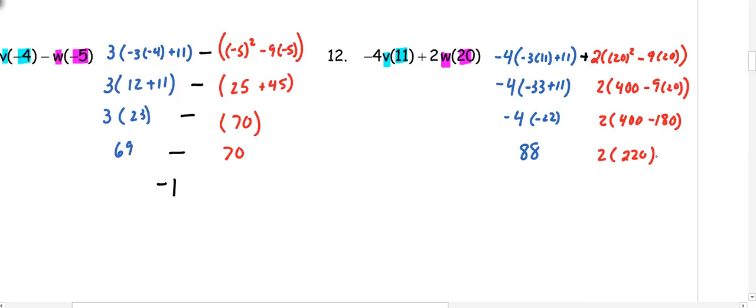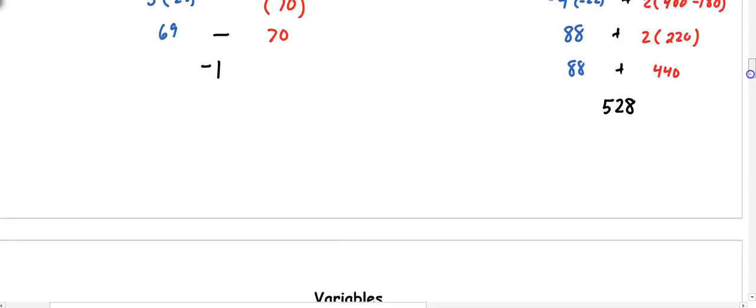And 2 times 220 is 440. So when I bring down my addition sign, we get 88 plus 440, which would be 528.